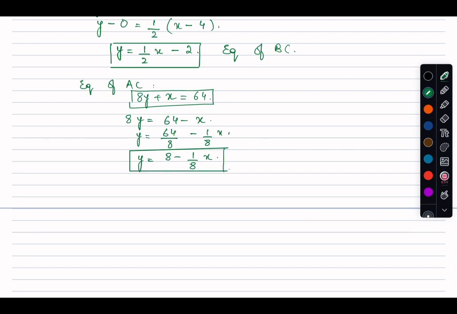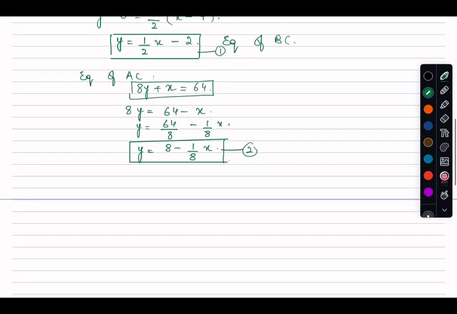Solving the equations of BC and AC, let's call this equation 1 and this equation 2. Solving the two simultaneously, I can say it is 1 by 2x minus 2, which should be equal to 8 minus 1 by 8x.